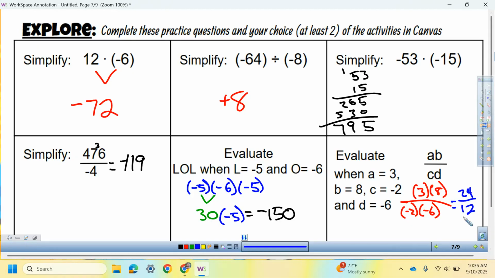Now to finish this up, last little division problem. What is 24 divided by 12? Should give us a final answer of 2.